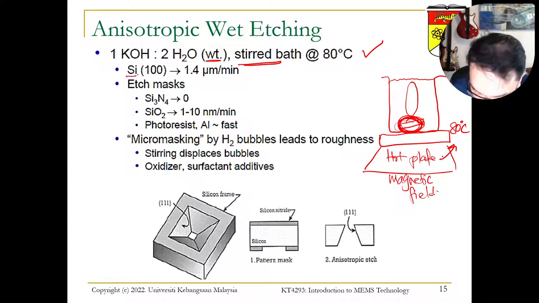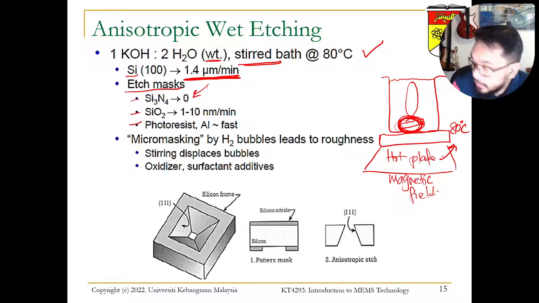For you to etch away silicon, you can use different etch masks: silicon nitride, silicon oxide, or photoresist. So here is the silicon etch rate, the standard one. For a 100 wafer, it is 1.4 micrometers per minute. If your etch mask is silicon nitride, it shows that silicon nitride is virtually impenetrable, or cannot be etched away by potassium hydroxide. Therefore, the etch rate is zero. So it means that it is a very good mask.